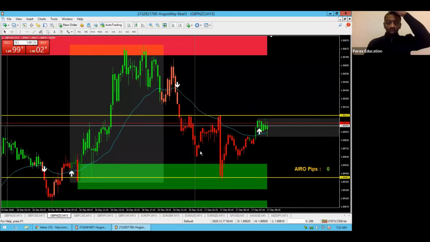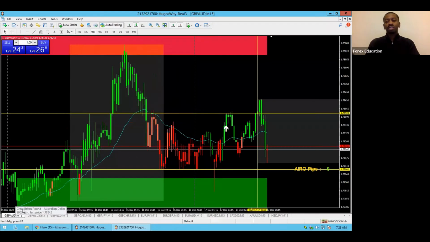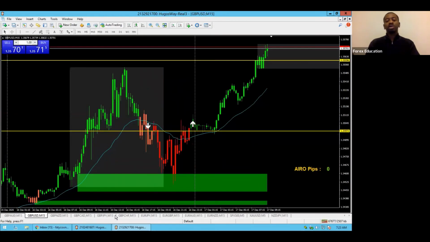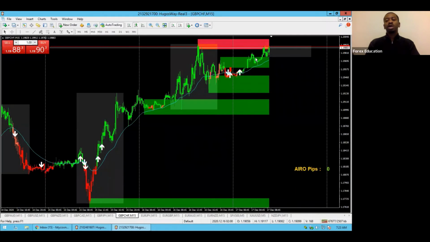All right, so we got a lot of people asking about correlating pairs, so we'll go over it, what I look for, so you guys can understand here. So with correlating pairs, I look for a couple of things. I look to see how they are moving, in what direction. So first thing I want to look at is what I talked about. I look at the zones.